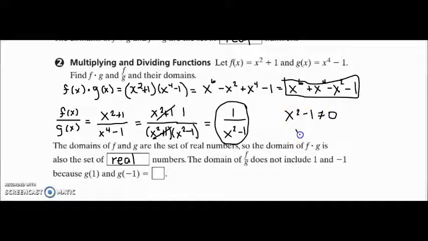Well, if we solve this, x squared can't be 1, which means that x can't be negative 1, and it can't be 1. Because if it was negative 1 and we squared negative 1, that would be equal to 1. If it was 1 and we squared it, that would be equal to 1. So the domain of this one can't be negative 1 or 1 because g of 1 and g of negative 1 is 0.